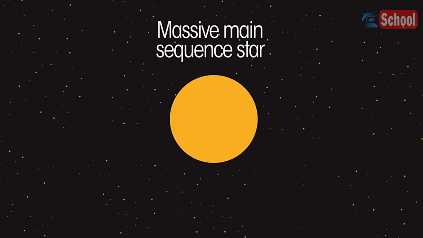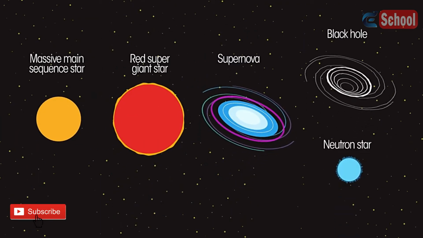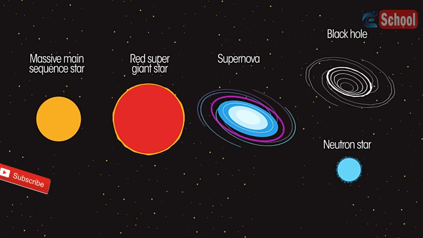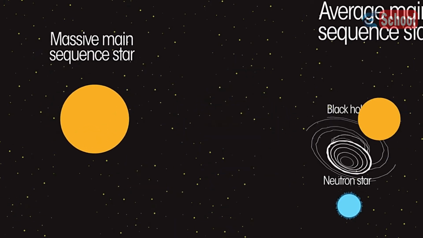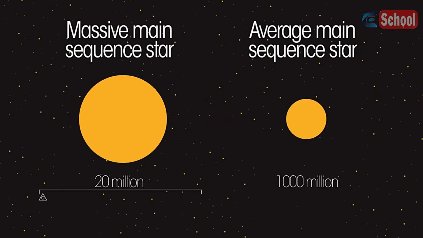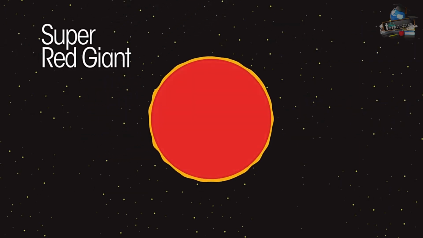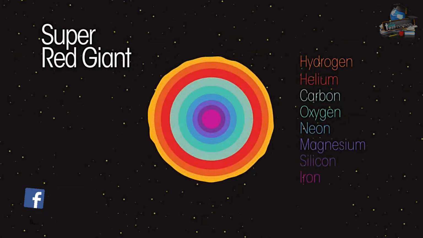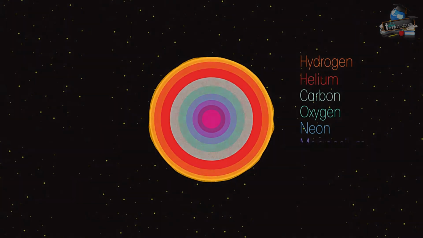So what about bigger stars? What happens to them? They follow a different pattern. These stars too eventually run out of hydrogen, but quicker than a smaller star would. Massive stars, as a result, have a much shorter main sequence life than smaller stars. These stars then expand to become super red giants, now full of all the elements up to iron. Eventually, fusion stops, resulting in the collapse of the super red giant.